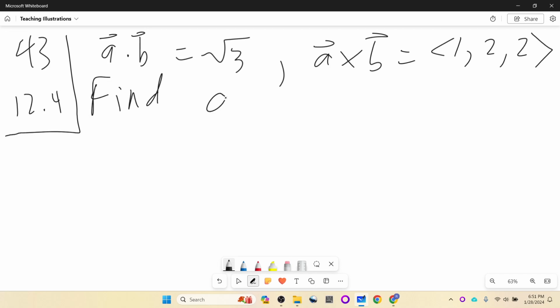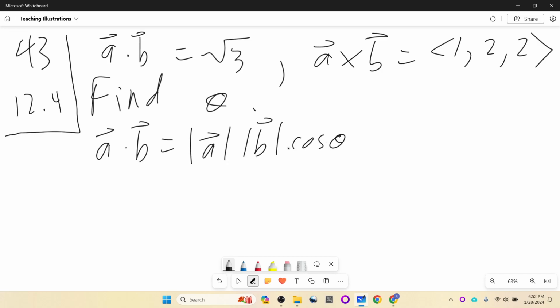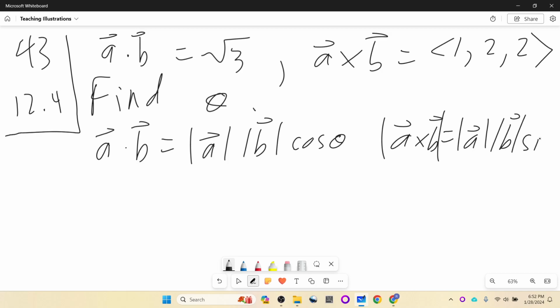the theta between these. Now, when you're asked to find a variable, you need to somehow change the equations to have that variable in it. So we think, what are the two equations for dot product and cross product that involve a theta? Well, A dot B is length of A, length of B, cosine of theta. And A cross B in magnitude is length of A, length of B, sine of theta.